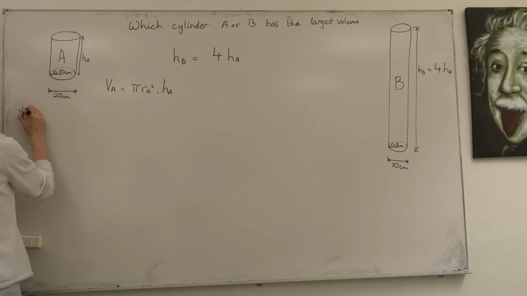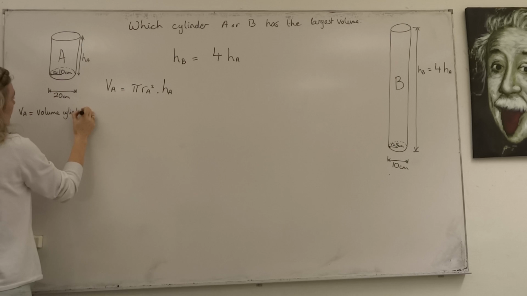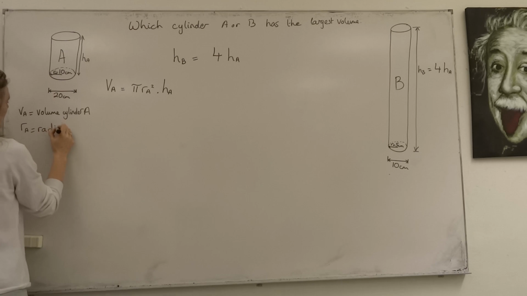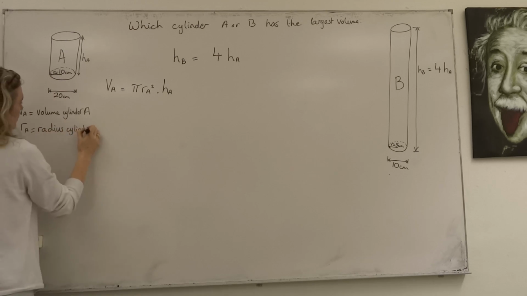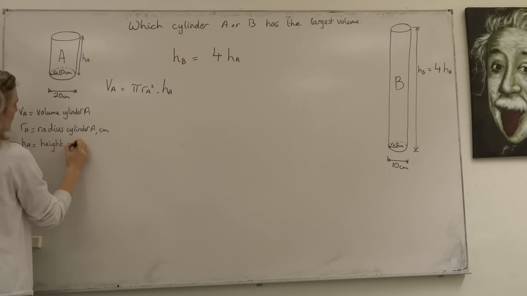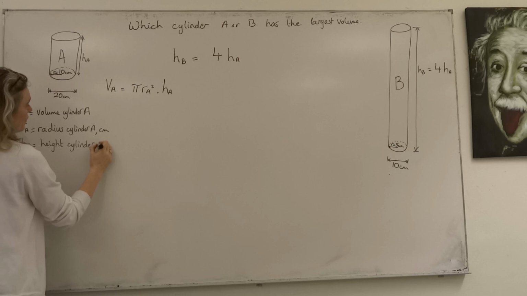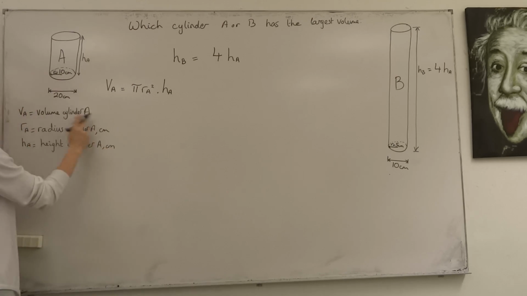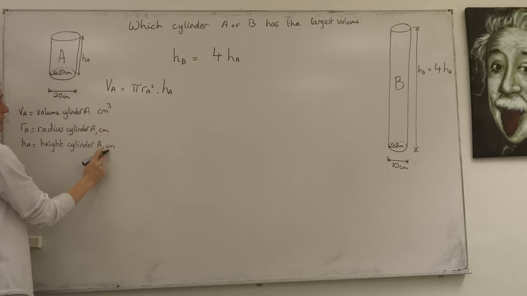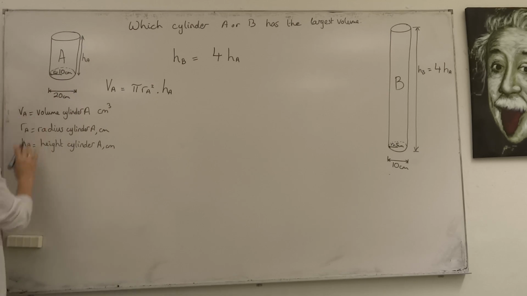So let's do that. VA is volume of cylinder A. RA is radius of cylinder A, and that's in centimetres. And the H is the height of cylinder A. So we'd better calculate that in centimetres as well. This will give us a volume of cylinder A in centimetres cubed. Radius squared will be centimetres squared times centimetres. So all our units are the same. So now we have our terms that we need for cylinder A.